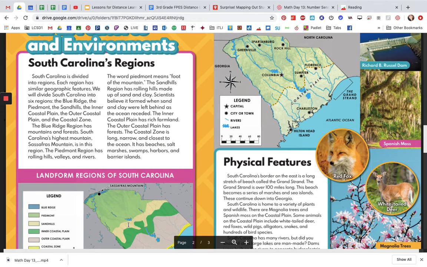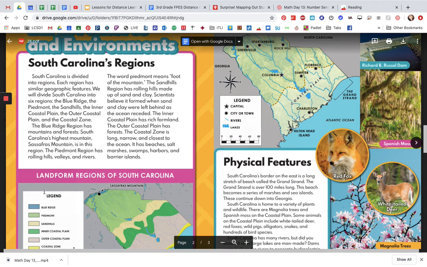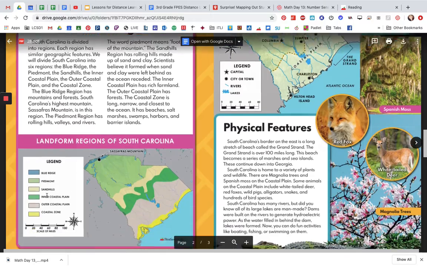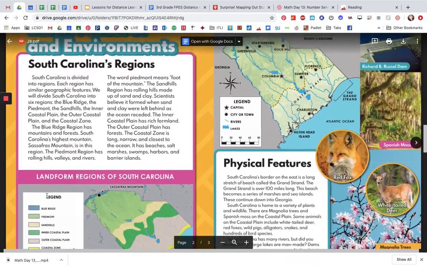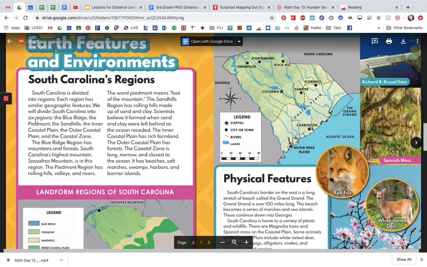And number 4, pick a region and name what earth features you would find in that particular region. So you're just going to pick one of these regions, one of the 6, and you're going to tell me about the earth features of that region. You can use the map, and you can very much go back to the page to read it.